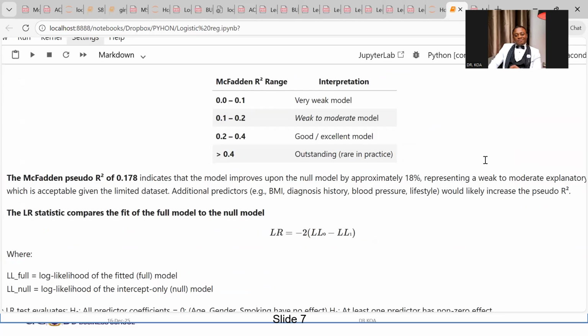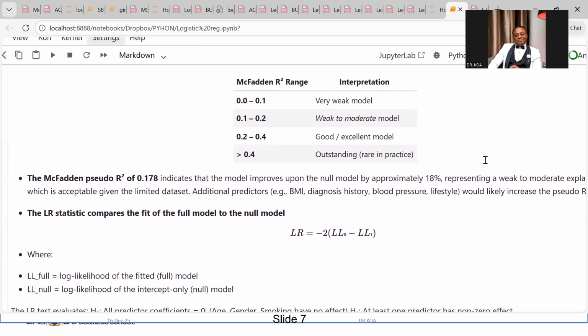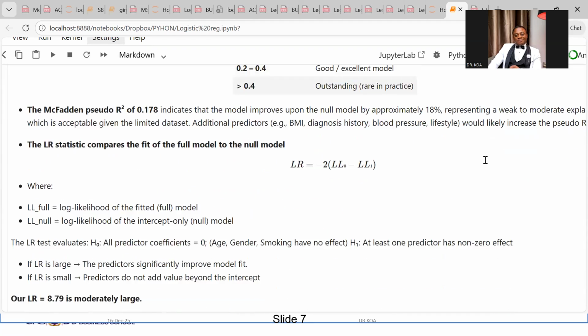It's moderate. It shows that the model improves upon the null by just 18%. Weak to moderate explanatory power. Okay, this is acceptable, because our data is small. But what it means is that if you should include other predictors apart from age, like BMI, body mass index, diagnosis history of the person, the blood pressure of a person, the lifestyle of a person, any other factors, those factors are more likely to increase our pseudo R square.